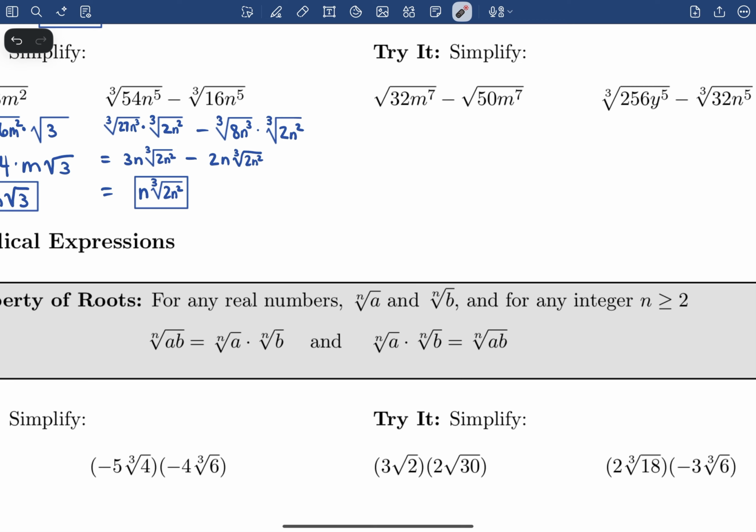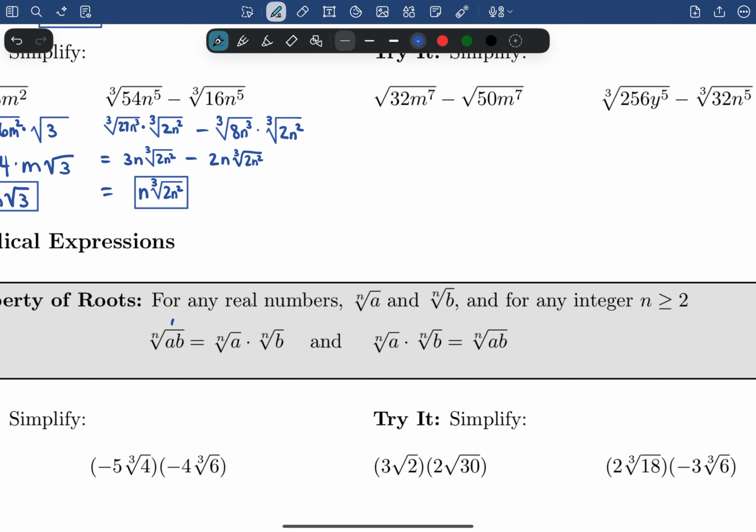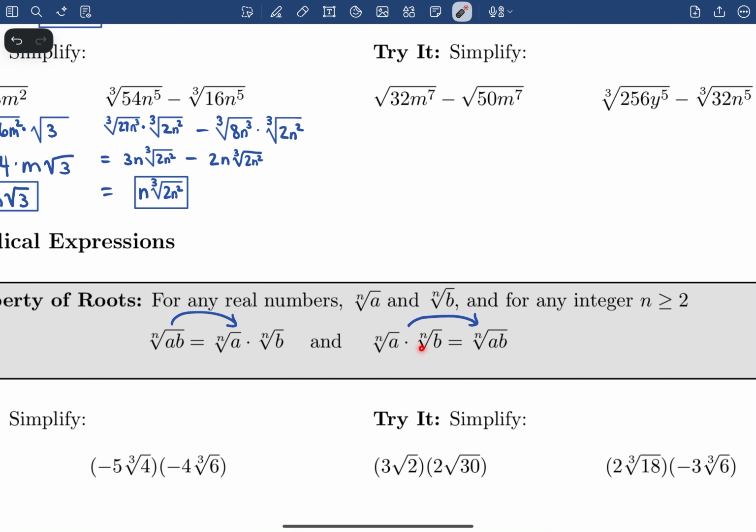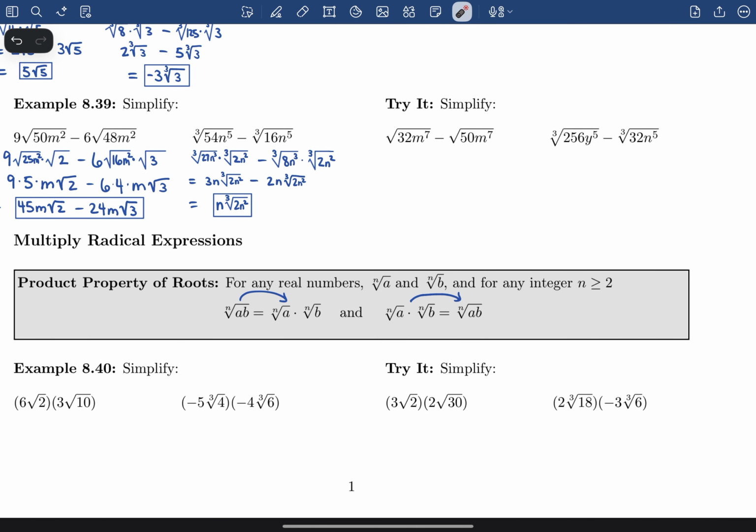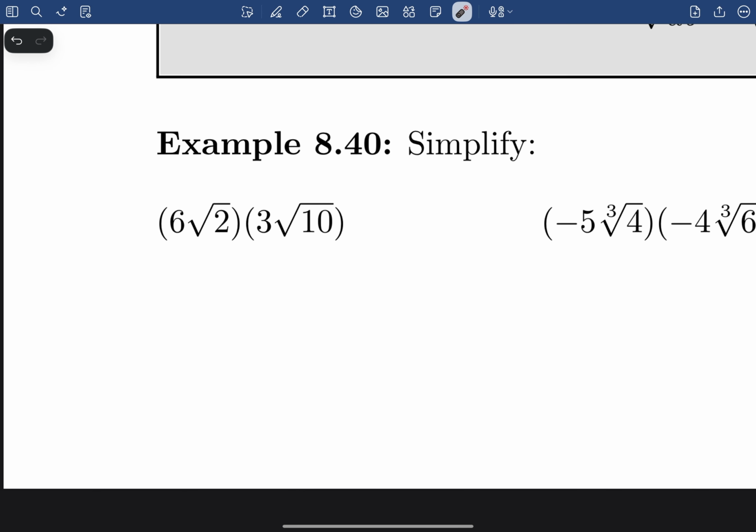Now, we could go in this direction from a single radical to two radicals, or the other way. So I've written this the other way, right? So we can go from two radicals into a single radical, like that. You could do this anytime you want to. That's the product property of roots, and it's useful as we simplify roots. Okay, so let's look at example 8.40 right here, and I'm going to zoom in.